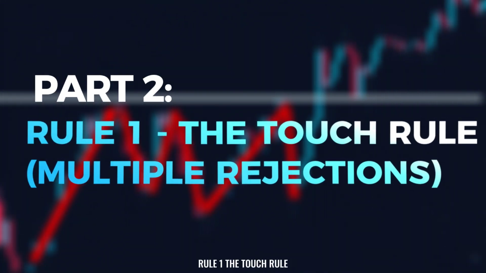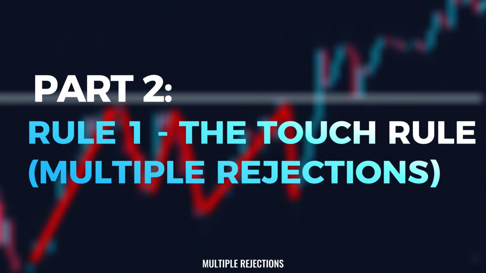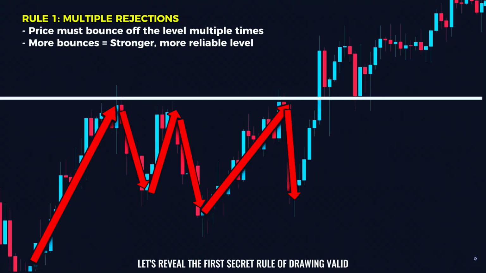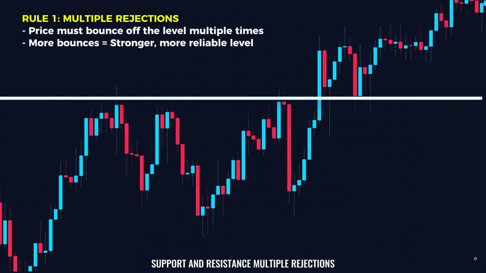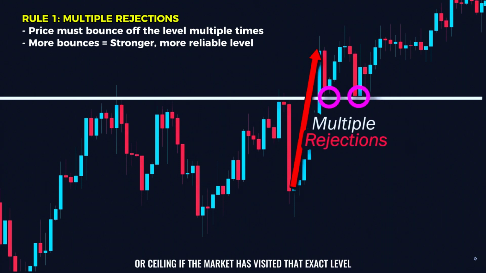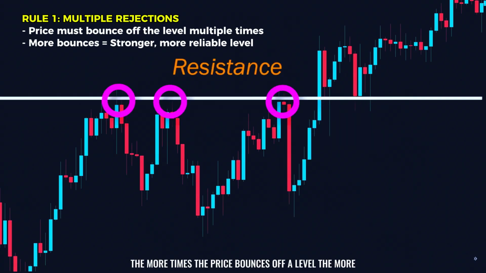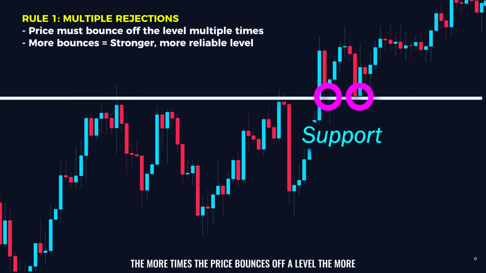Part 2. Rule 1. The touch rule. Multiple rejections. Let's reveal the first secret rule of drawing valid support and resistance. A price level is only considered a strong floor or ceiling if the market has visited that exact level multiple times in the past and has been rejected or turned around from there. The more times the price bounces off a level, the more reliable and stronger that level becomes.